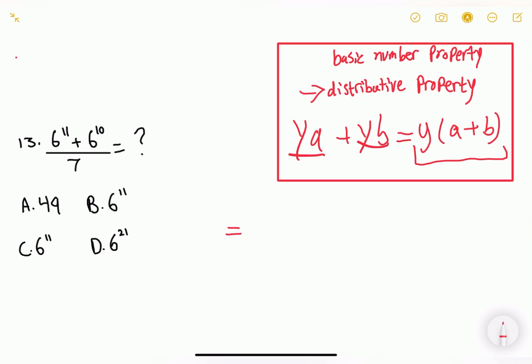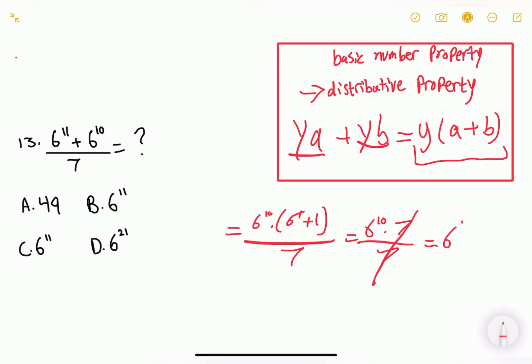So how do we do that? We simply apply this rule. So 6 to the power of 10, and then do the distributive property with parentheses, and then 6 to the power of 1 plus 1 over 7. It's the same thing as saying 6 to the power of 10 times (6 to the power of 1 plus 1), and 6 to the power of 1 is basically just 6. So what's 6 plus 1? 6 plus 1 is 7, so we're multiplying by 7, and it's still over 7. All we have to do is divide 7 by 7, which is 1, and it cancels out, and then you're left with 6 to the power of 10, which is our answer.